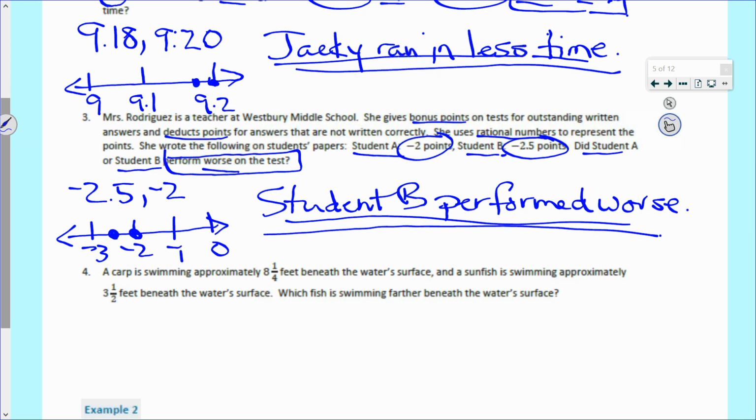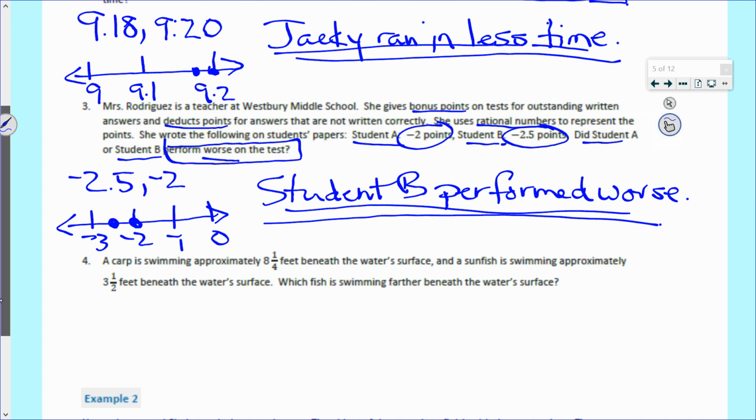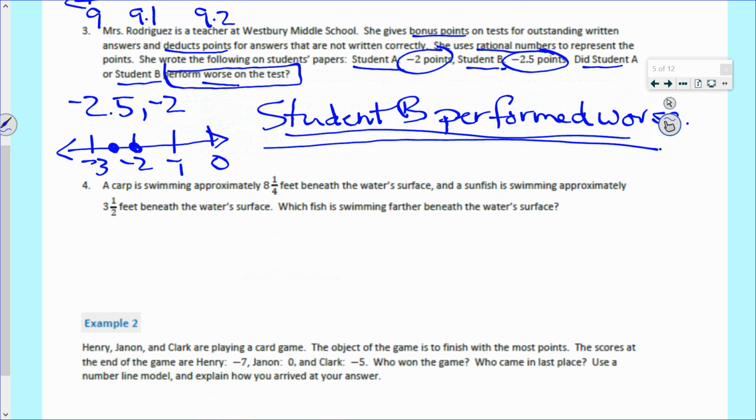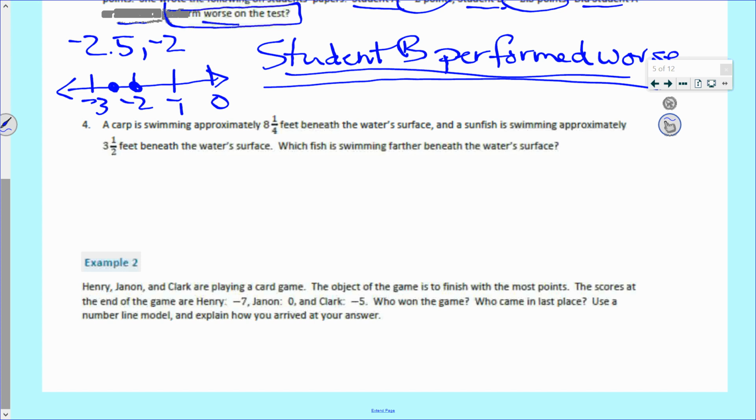Everybody understand why student B was worse? Aiden? Out of 100, student A got 98, but student B got 97.5. Correct. So they both did well, but if the test was out of 3, neither of them did well. What if there was like 1? It could have been out of 1, but she's a really harsh teacher. She did that out of 1.